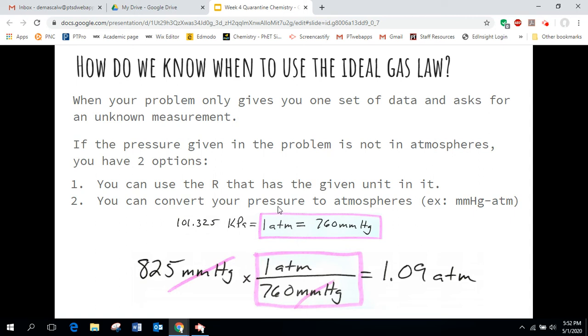101.325 kPa is 1 atmosphere, is 760 millimeters of mercury. So if they gave you 825 millimeters of mercury, and you're like, man, I don't remember what R in millimeters of mercury is, but I know 0.0821 ATM liters over mole K. Well, then just multiply it by 1 ATM over 760 millimeters of mercury, and you'll get 1.09 atmospheres. Now you can use your R equals 0.0821 ATM liters over mole K.